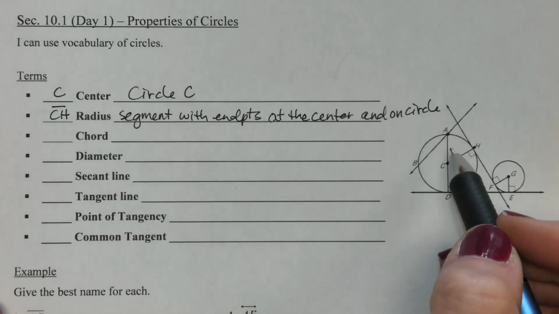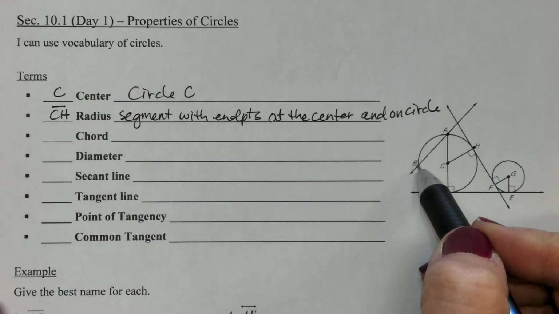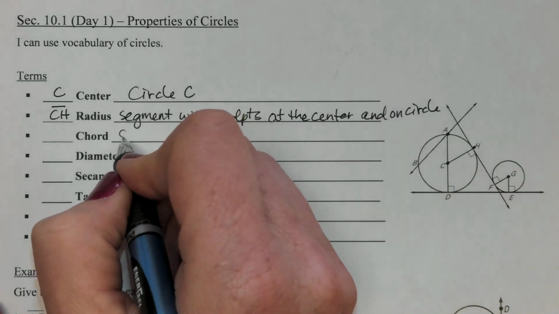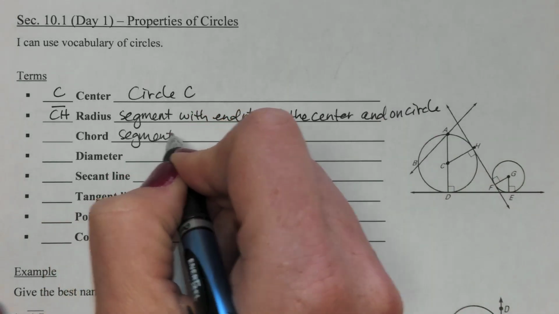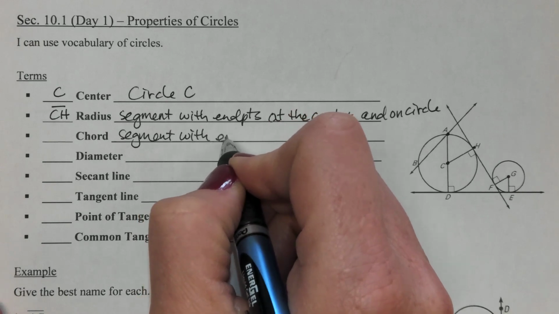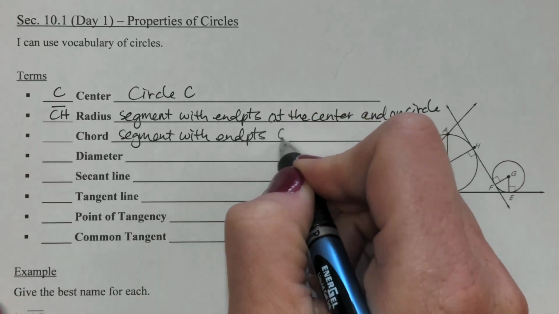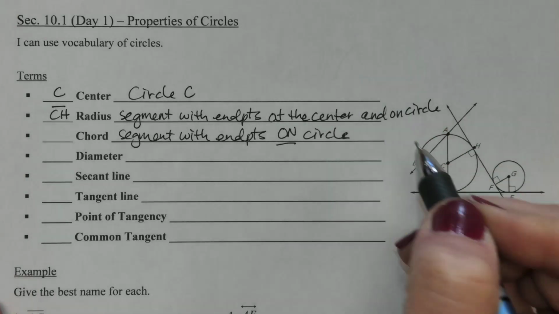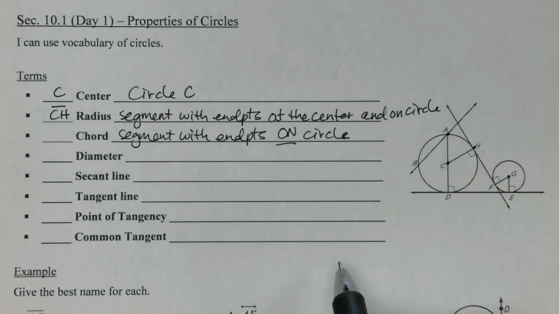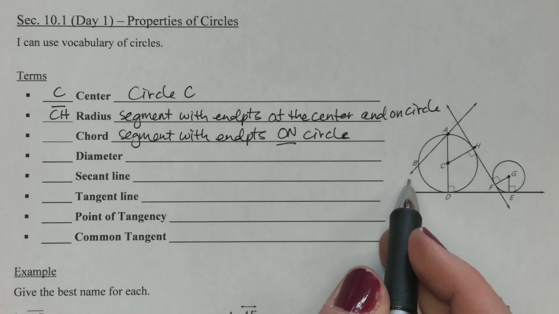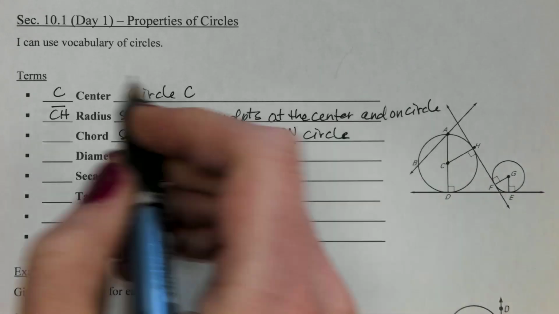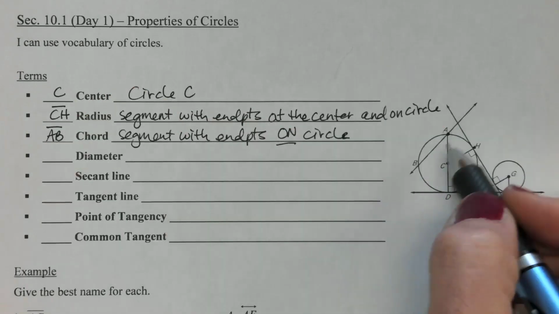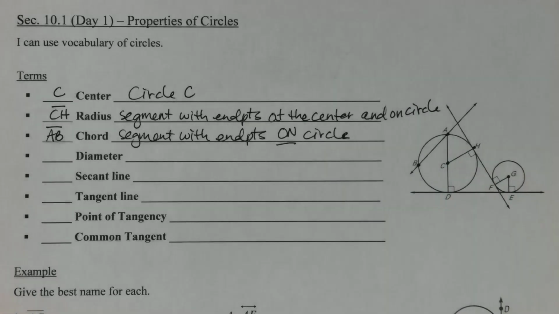Chord is probably a new word for you, one you haven't heard before in terms of circles. And a chord is a segment that has its endpoints on the circle, which means it does not go outside of the circle. We have a different name for a segment or a line that goes outside the circle. So a chord in this example would be AB. It has its endpoints on the circle.